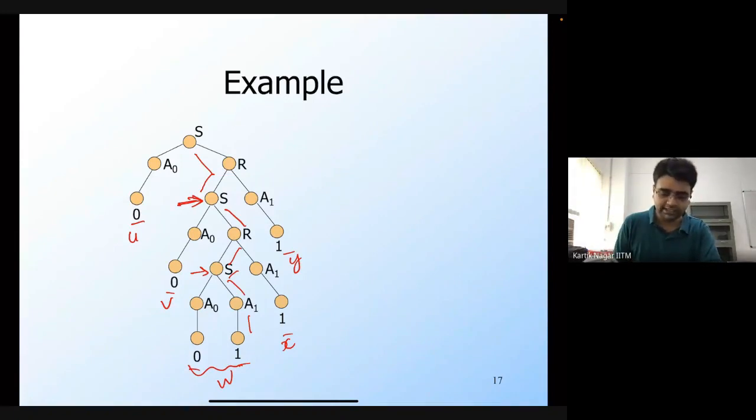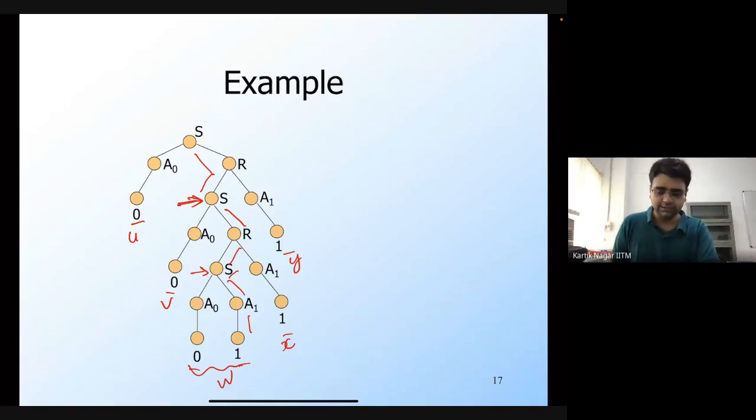And now I can basically illustrate whatever I did with the proof of the pumping lemma, right? So I can replace the lower s with the upper s, in which case I will get u, w, and y, which will be the string 0 0 1 1. Or I can replace the lower s with the higher s, in which case I will get 2 copies of v and x.